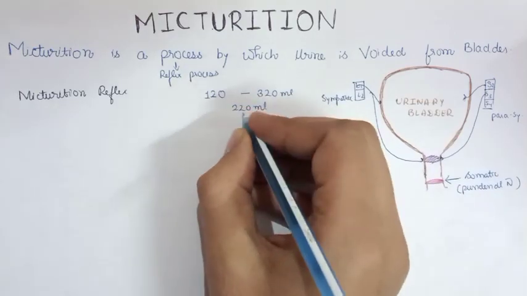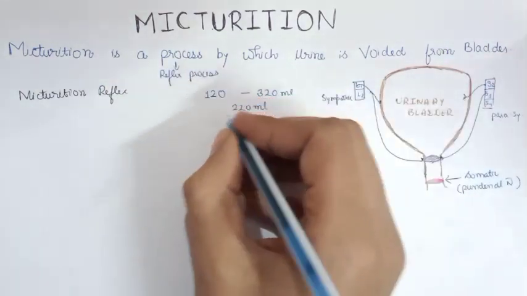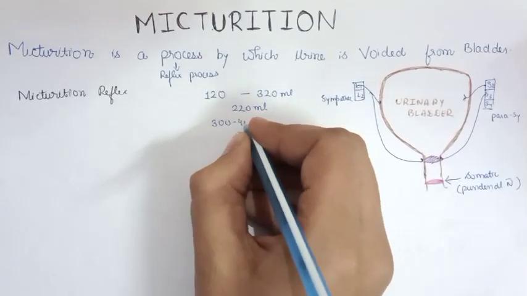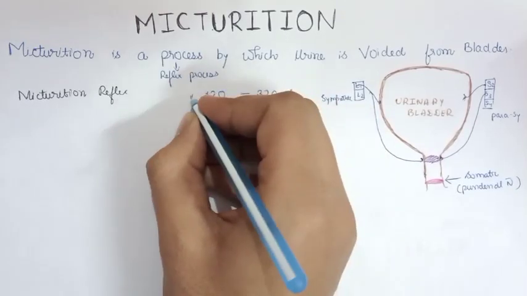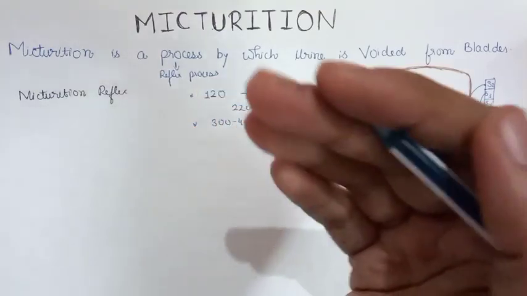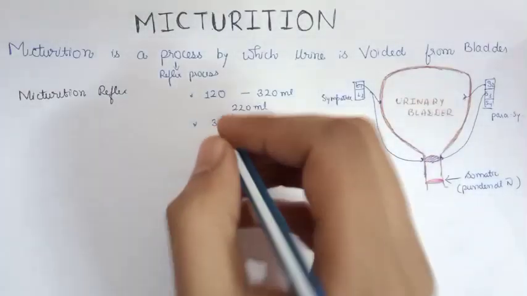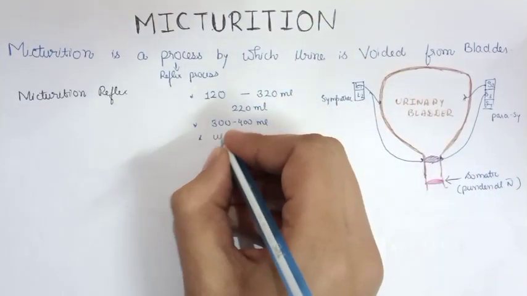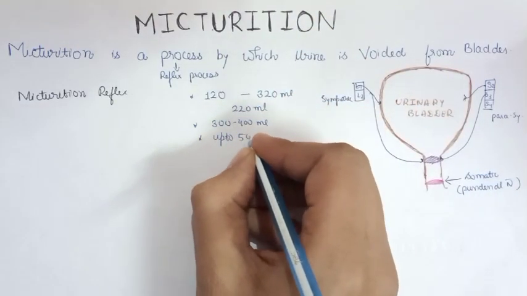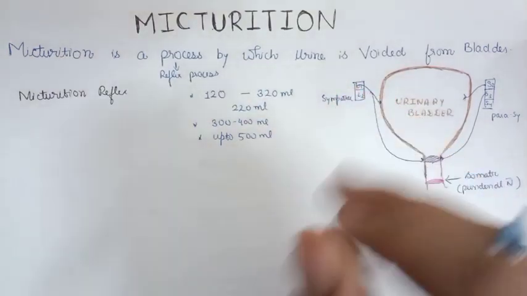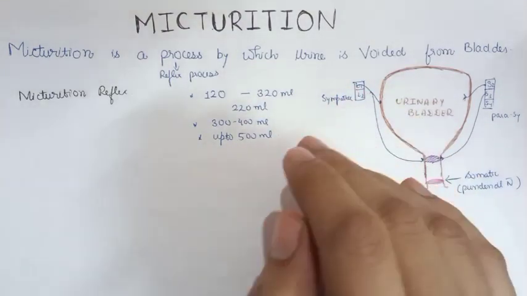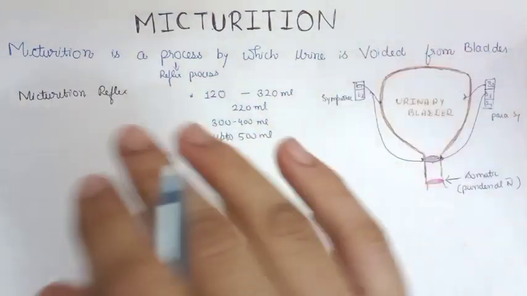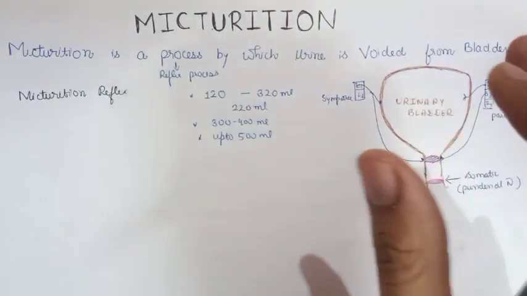See, 220 ml is the normal filling of the bladder, but when it increases from 220 to 300 to 400 ml, the process of micturition or the micturition reflex starts. Micturition can be controlled up to 500 ml, but beyond that it becomes totally involuntary. So up to 500 ml micturition can be controlled, and beyond 500 the complete process becomes involuntary.